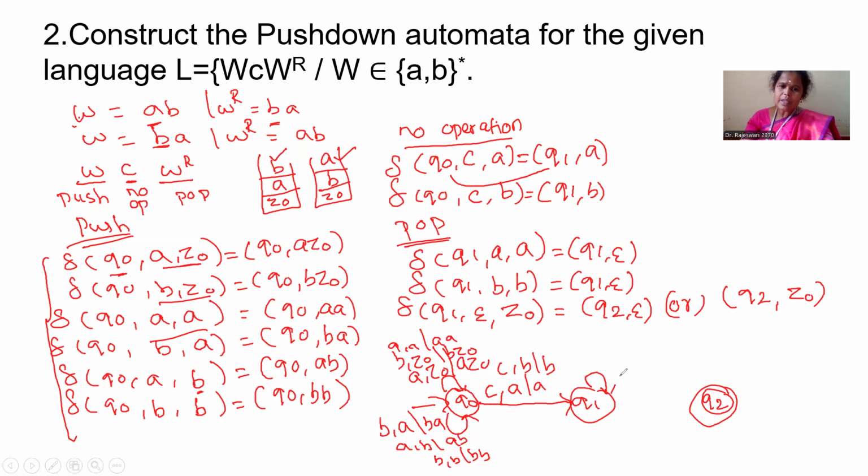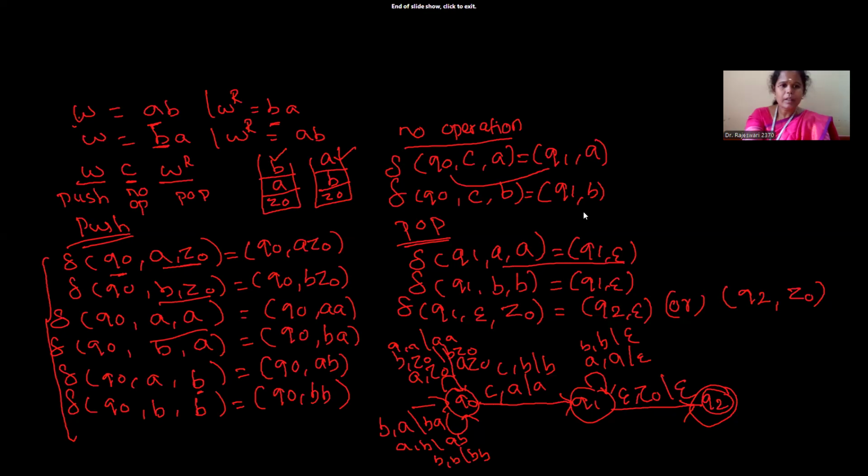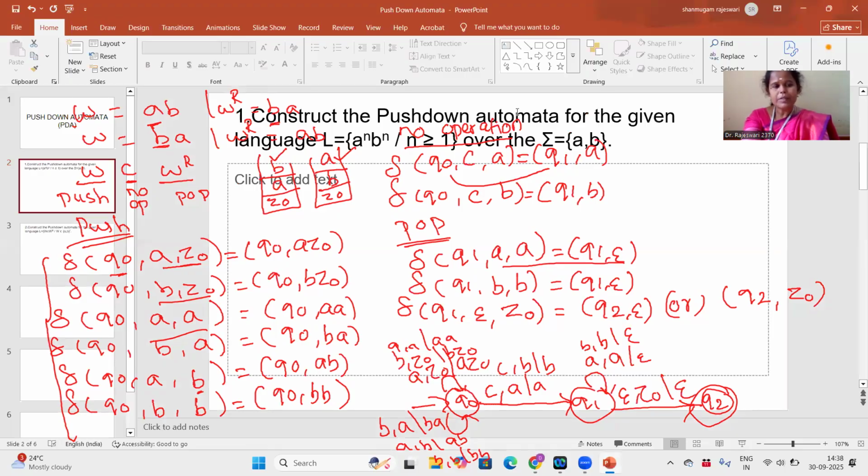Then when it is W^R, you have to write A comma A, which gives epsilon, and B comma B, which gives epsilon. Then after processing this, when there is no more symbol to process, it will enter into a final state. This is the transition function for W C W^R. So we have constructed a pushdown automata for the language W C W^R. All right. Let me stop sharing.